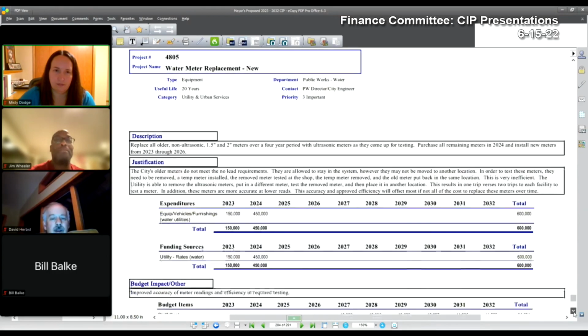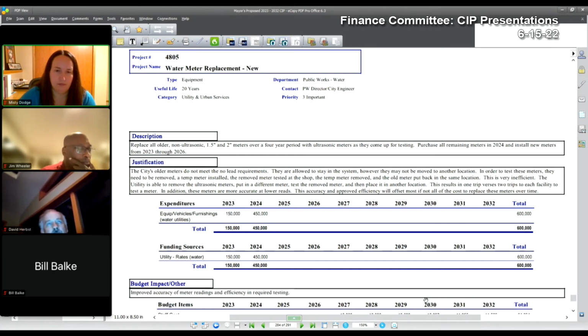4805, water main replacement. This is a new project. It would be paid for by utility rates. 1.5-inch and 2-inch meters do not currently meet lead and testing requirements. This project will purchase and install new meters to meet lead standards and allow for more efficient testing.